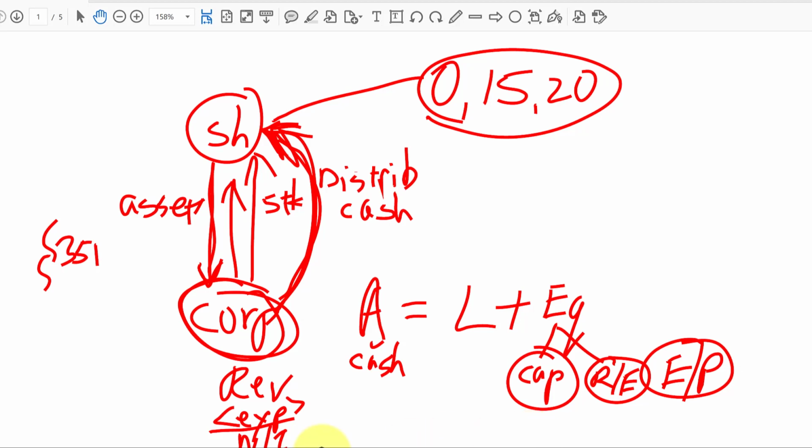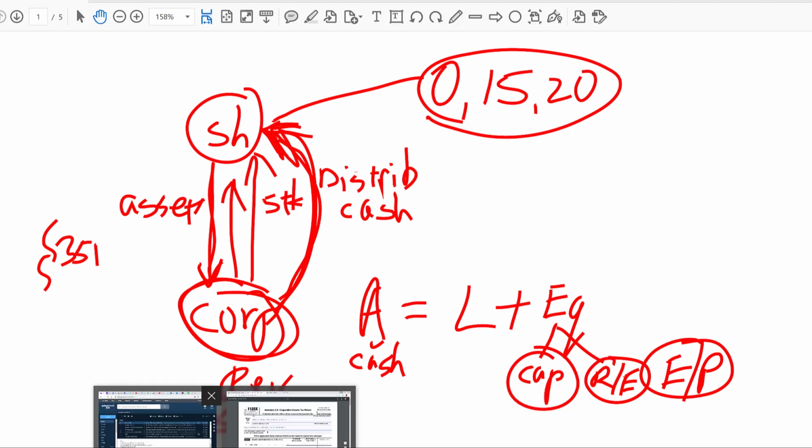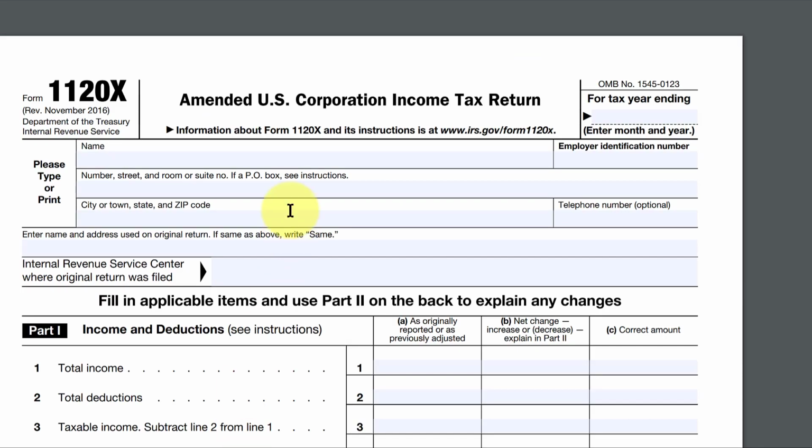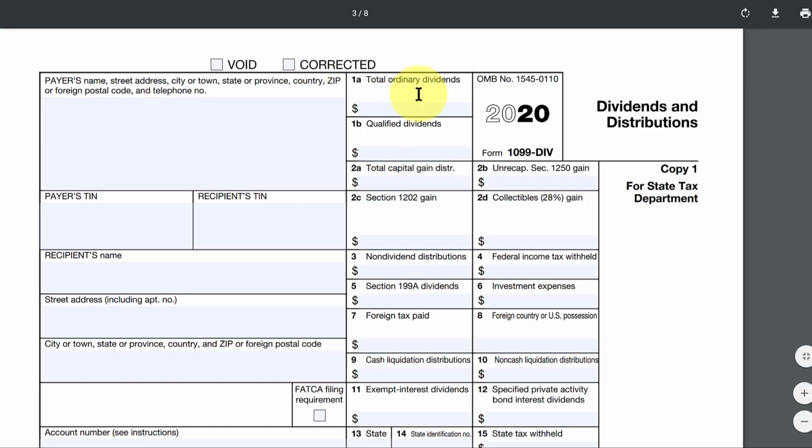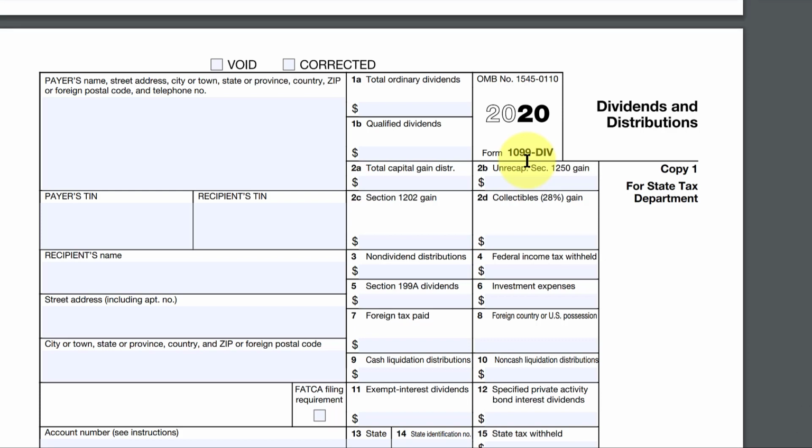So the form that you would get if you were a shareholder is this 1099-DIV form from the corporation. And here would be the dividends coming out of the earnings and profits. Most times that same dividend here would be showing up here as a qualified dividend, again taxed at either the 0, 15, or 20% lower rates for our taxpayers.